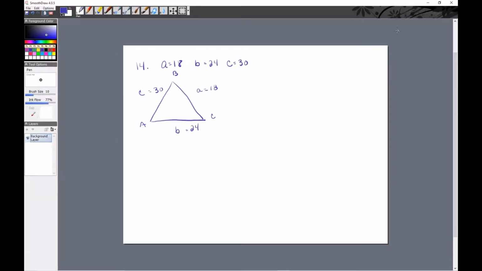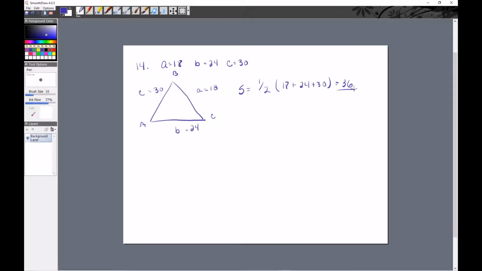Okay, so here we are with problem number 14, and you'll note that we have no angle values or angle measures given to us. So this will be Heron's law. All right, so we're going to have to start out getting that value for S, which is, remember, 1/2 the sum of all three of these side measures. So it's 1/2 times 18 plus 24 plus 30. And I believe you should get 36.